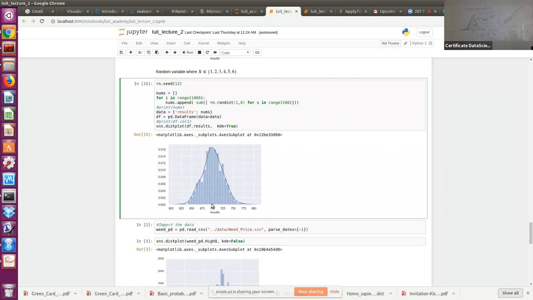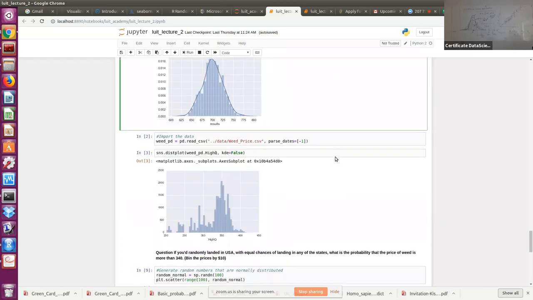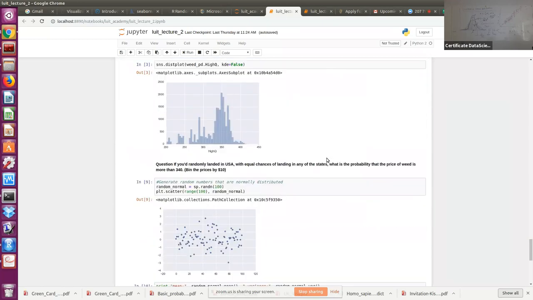Any questions here so far? Okay. So far, so good. So that means we are going to deal with the normal distribution a lot.